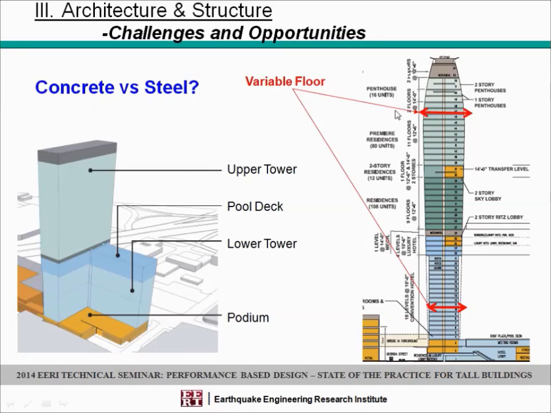It's a response to program. It's not just aesthetics. And then you see it in the cross section. You basically have a tower, you have a pool deck over that extended wing, which we call the T-shaped proportion of the building, the lower base, and then a podium above grade.